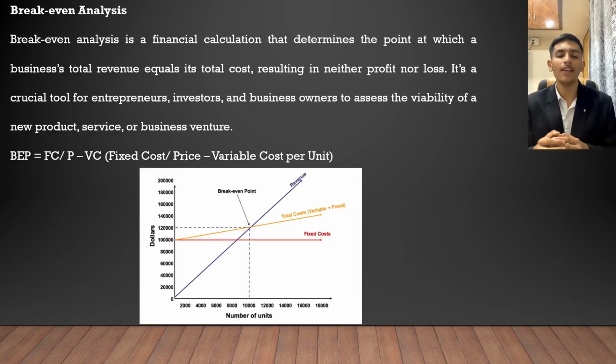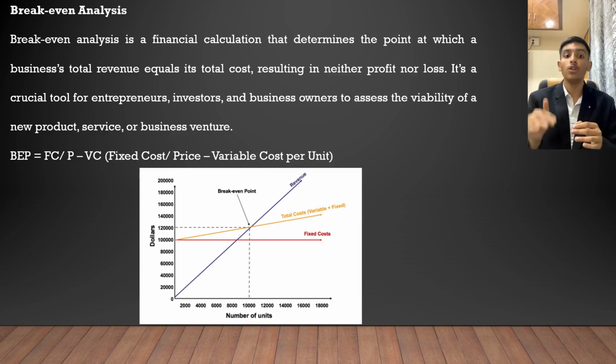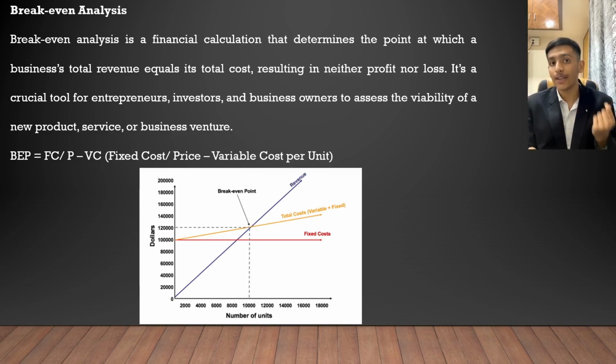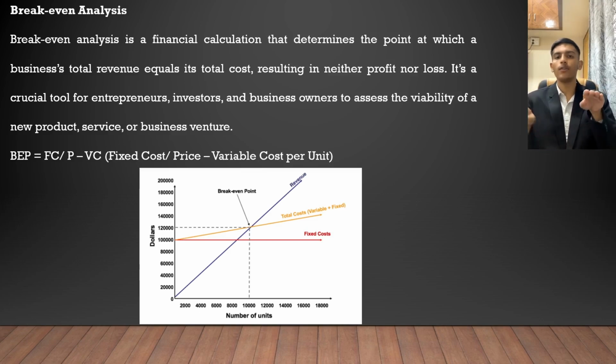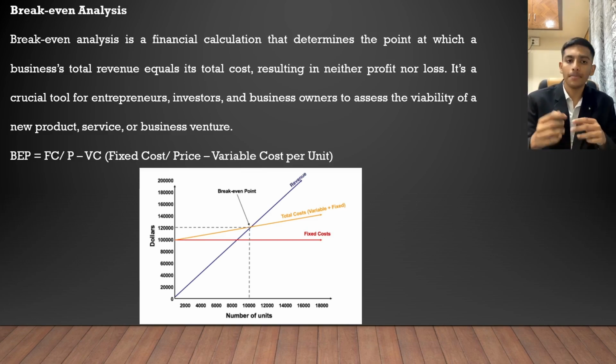Last point is break even analysis. It is a financial calculation that determines the point at which the business's total revenue equals the total cost. The same concept exists in market equilibrium, when supply and demand are both similar. But here in the cost of production, when total revenue and total cost sit at a similar place, it is called break even analysis. It's a crucial tool because it helps entrepreneurs, investors and business owners to assess the viability of a new product or service if they want to introduce it in a market.